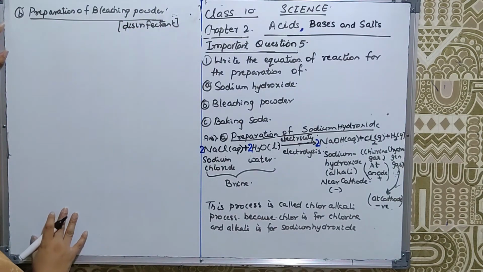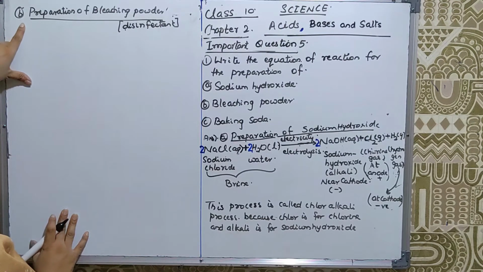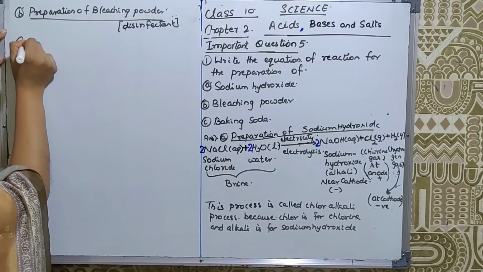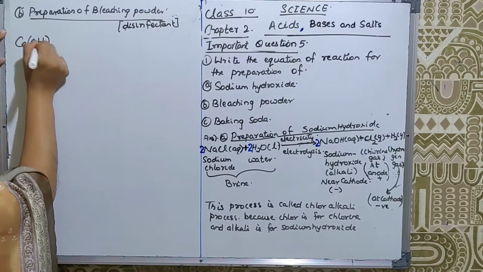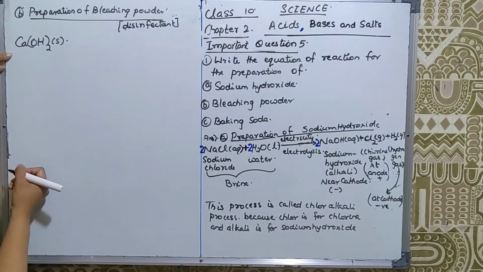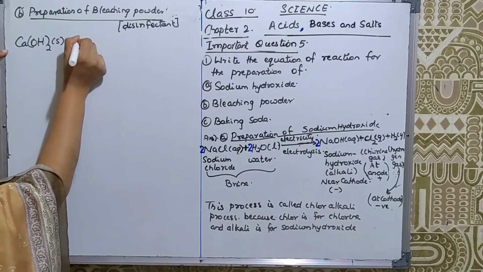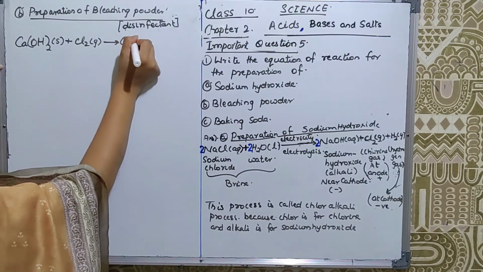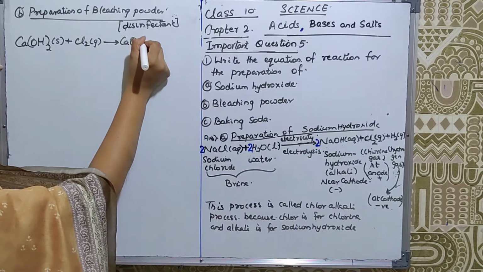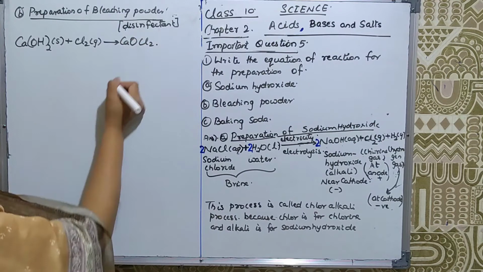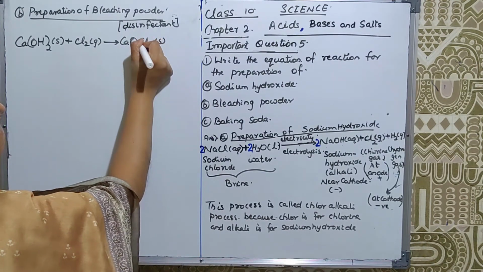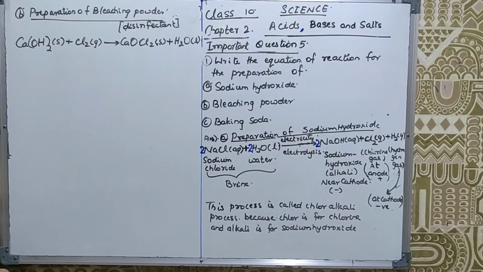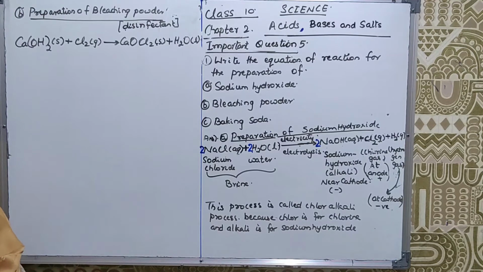During the preparation of bleaching powder, when chlorine gas is passed over dry slaked lime, that means calcium hydroxide, but it is dry, so the physical state is solid, bleaching powder will be formed. Bleaching powder's formula is CaOCl2, calcium oxychloride in the solid form, plus water in the liquid form.